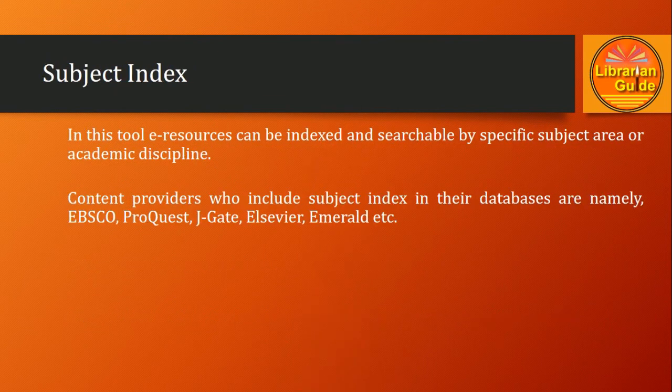There is also the subject index. In this tool, e-resources can be indexed and searchable by a specific subject area or academic discipline, like history, economics, political science, biology, chemistry, physics, etc. Many content providers or publishers include a subject index in their databases, and some of them are very famous, such as EBSCO, ProQuest, JGate, Elsevier, Springer, Emerald, etc. So access based on the subject index can be provided.